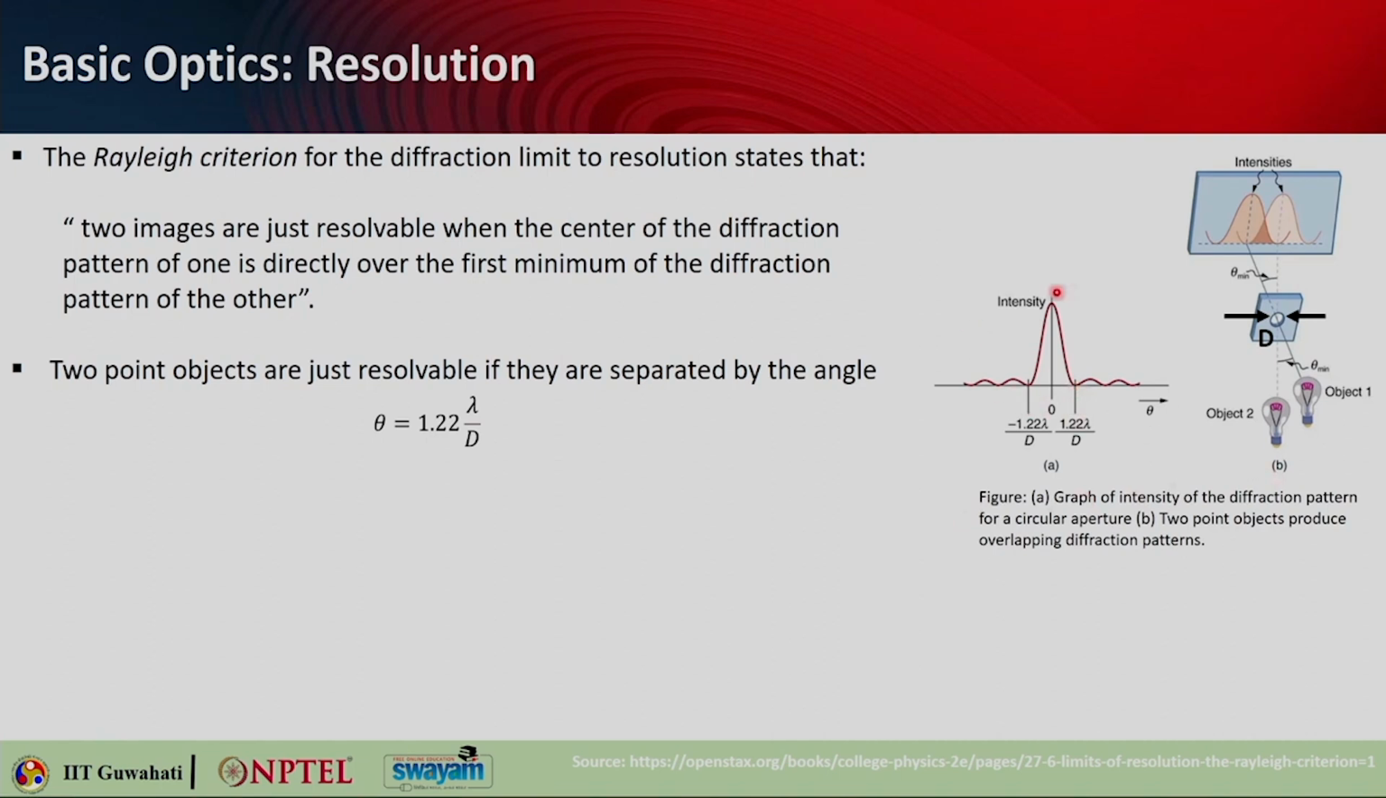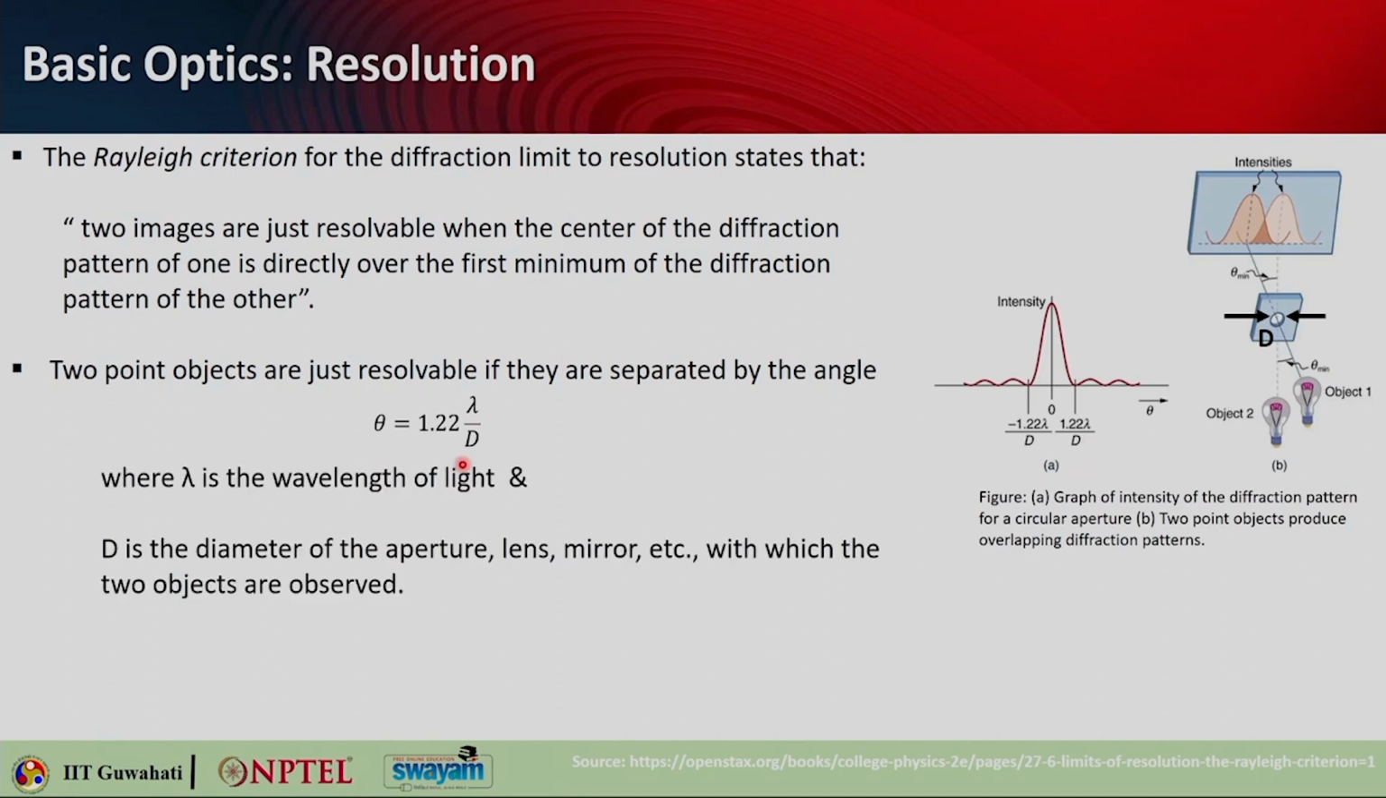So, what is the angle? You can see here, that is 1.22 lambda by D. So, if theta is just this, you can see those two different objects. What is lambda here? Lambda is the wavelength of light and D is the diameter of the aperture or lens or mirror with which you are observing the two objects.